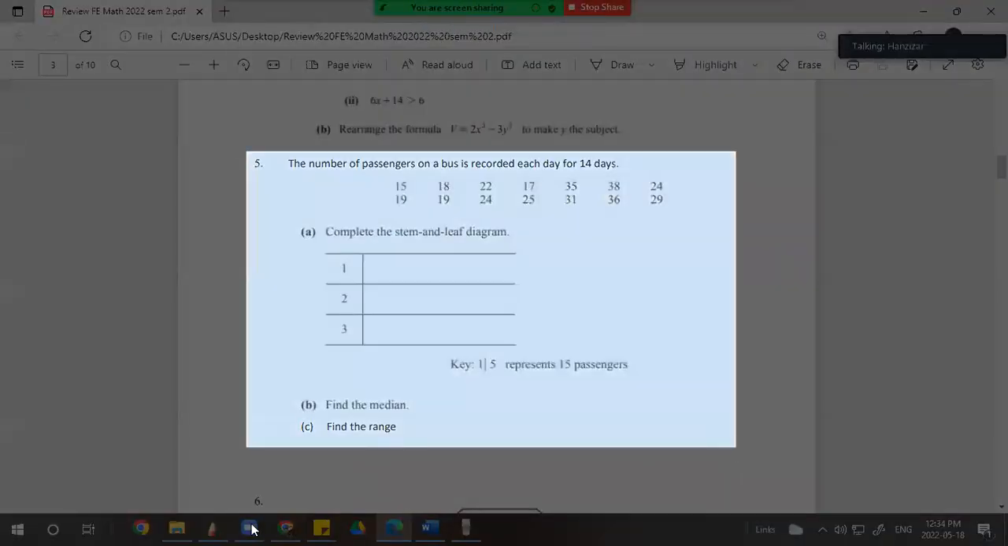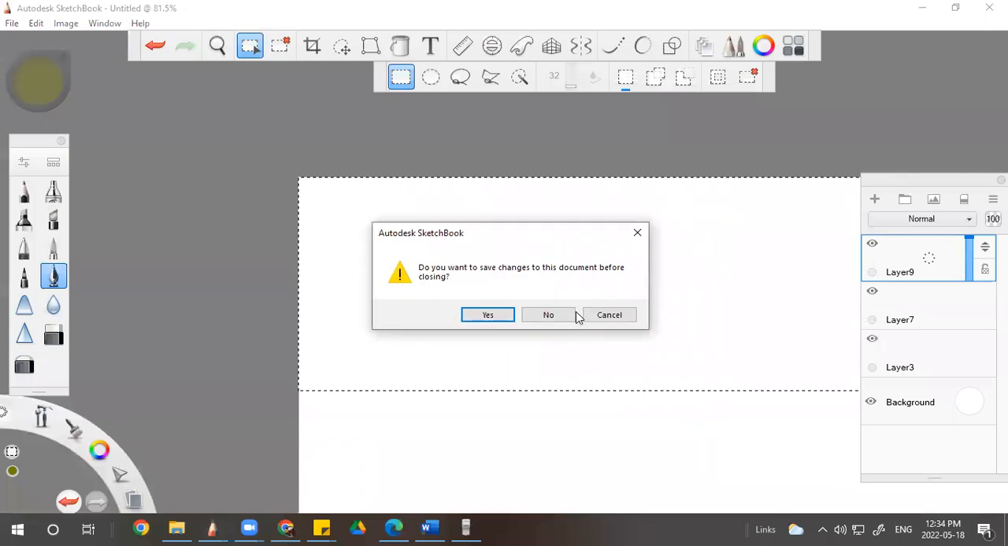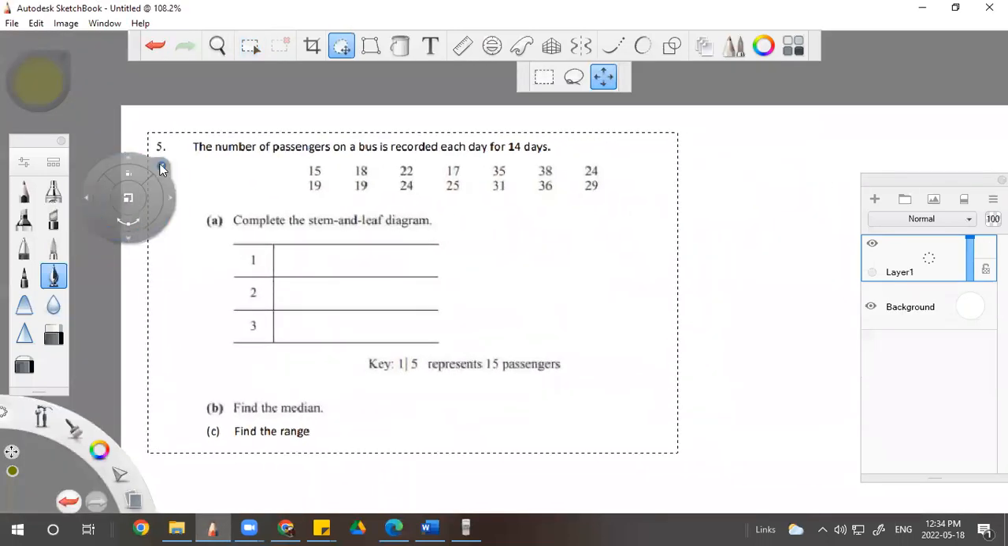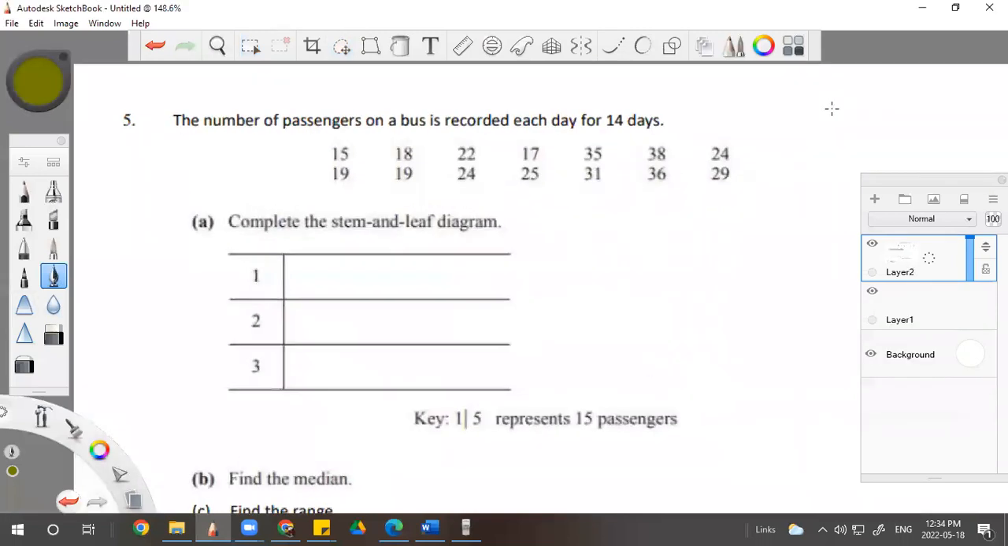Enak, gambarnya gampang. Yeah, it's quite simple. For number 5, this is the stem and leaf diagram. Copy, start from the smallest one.